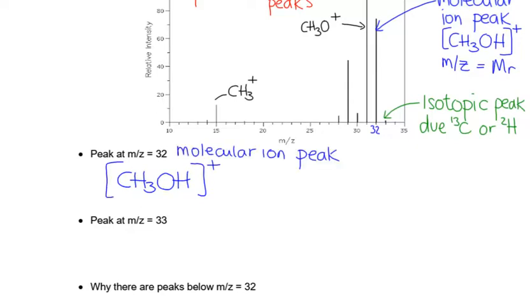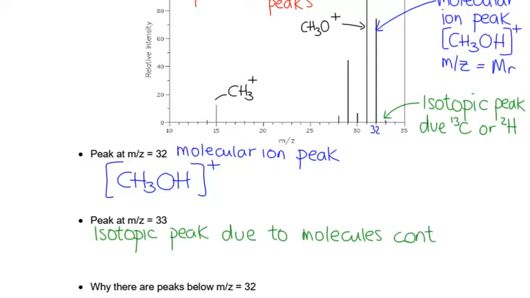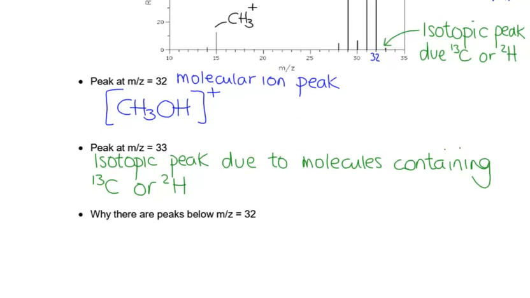And the peak at 33 is our isotopic peak due to molecules containing carbon-13 or hydrogen-2, sometimes called deuterium. And why are the peaks below? So we had those ones below.